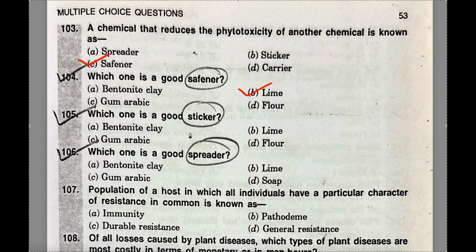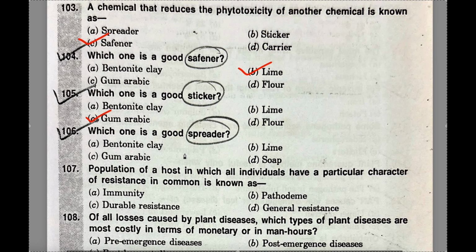105. Which one is a good sticker? Options are same, but the answer will be different. The answer is gum. It sticks, so it's a good sticker. 106. Which one is a good spreader? All options are same except the D one, but the answer is not D. It is option A, bentonite clay.